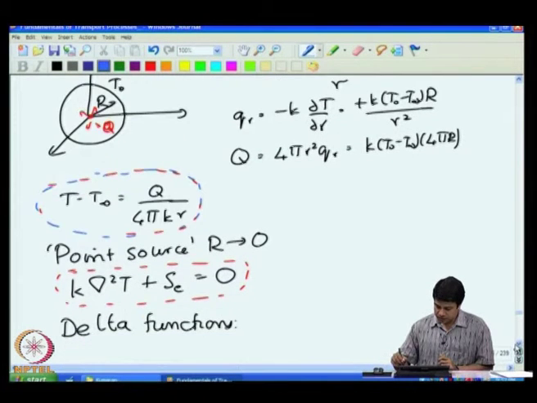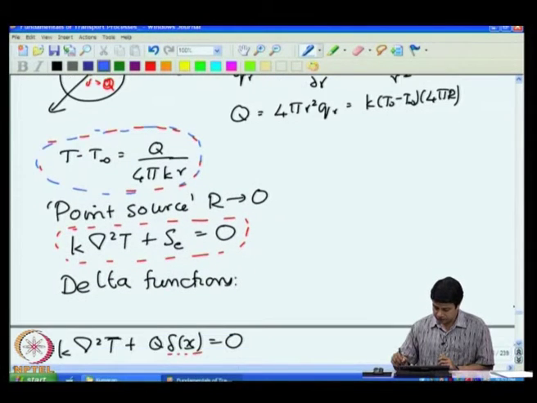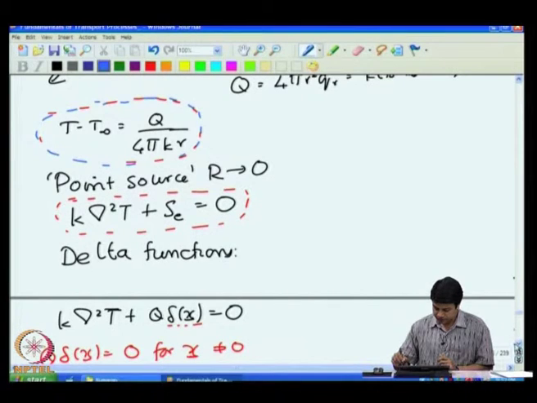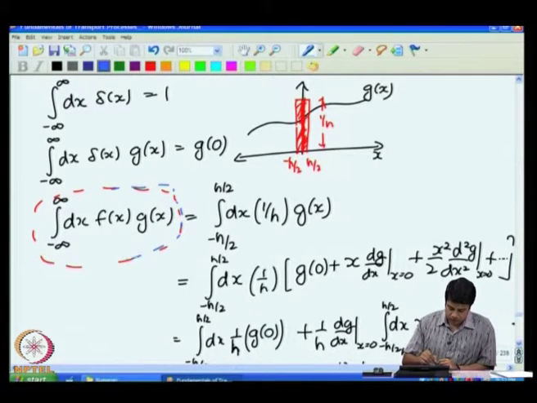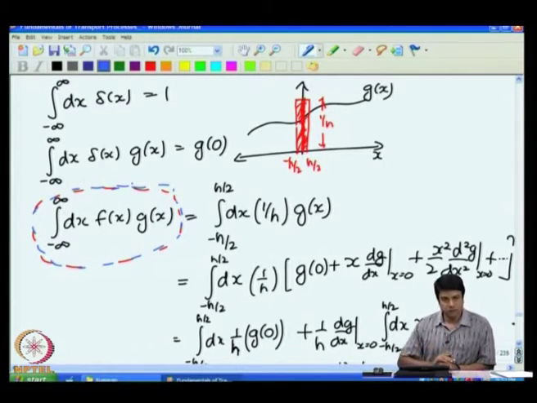I had solved this point source problem for you by defining delta functions. Okay. So, to briefly recap, in one dimension a delta function is 0 whenever x is not equal to 0. It is non-zero only at x equal to 0, and the area under the function is equal to 1. And if I multiply the delta function by any other function and integrate over all space, I get the value of that function at x equal to 0.